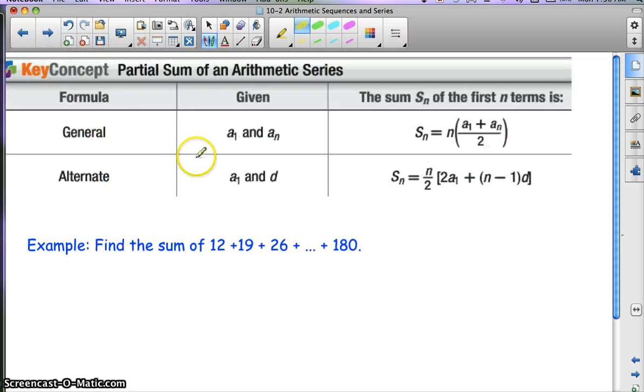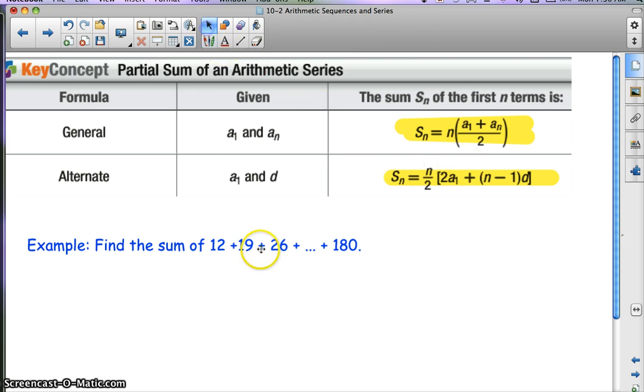So there's two formulas you need to write down. The general sum here is S sub n equals n times a sub 1 plus a sub n, divided by 2, where a sub n is the last term. And the alternate formula right here is when you have a sub 1 and d. Now keep in mind sometimes we need to find n to use this one or this one. So you might have to do more in order to find n, and using what we did previously, we might have to use that formula.